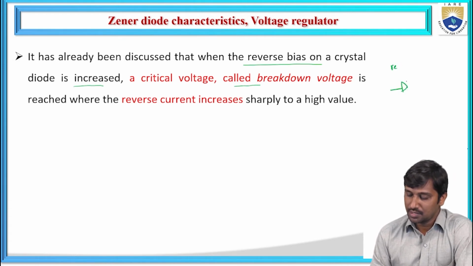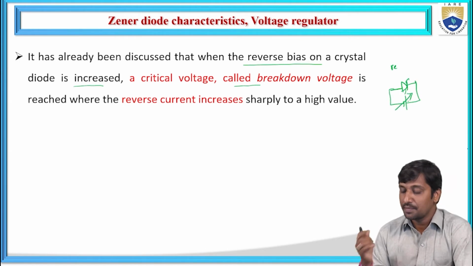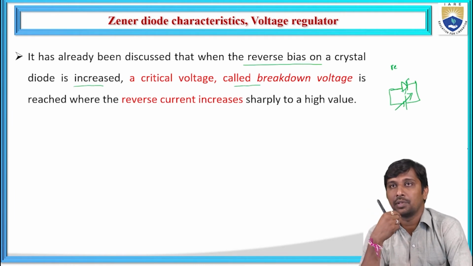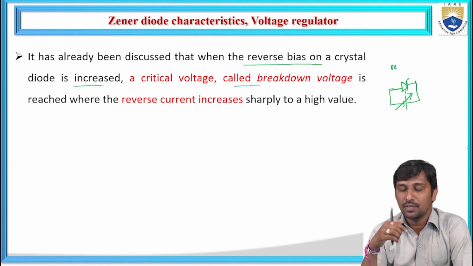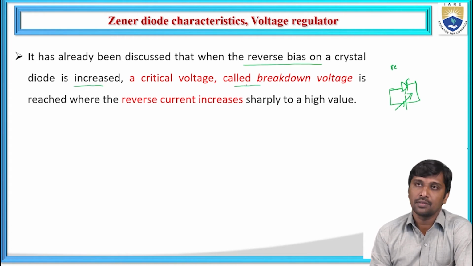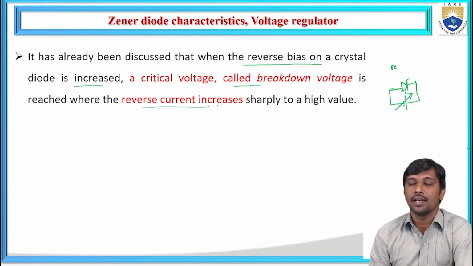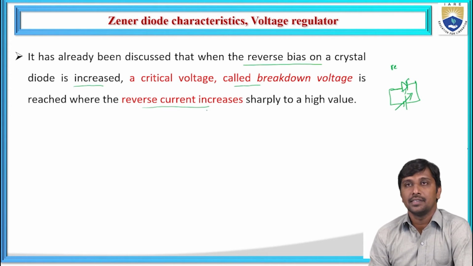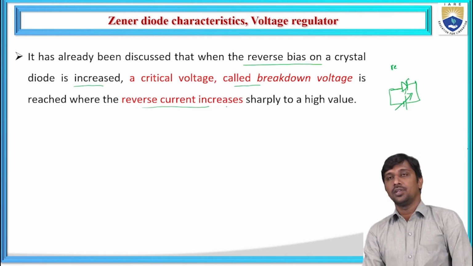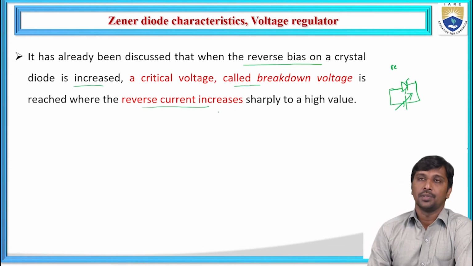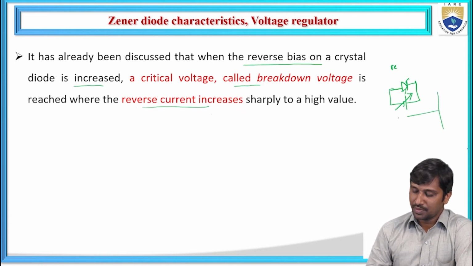So let us consider this is the Zener diode, and for this case we are applying the reverse voltage, means we are increasing this reverse voltage, and that increased reverse voltage reaches your breakdown voltage or a critical voltage. Then what happens here, the reverse current increases sharply whenever your applied input voltage just reaches the breakdown voltage of the Zener diode. Then the reverse current increases to a maximum value. So that we observe from the characteristics.